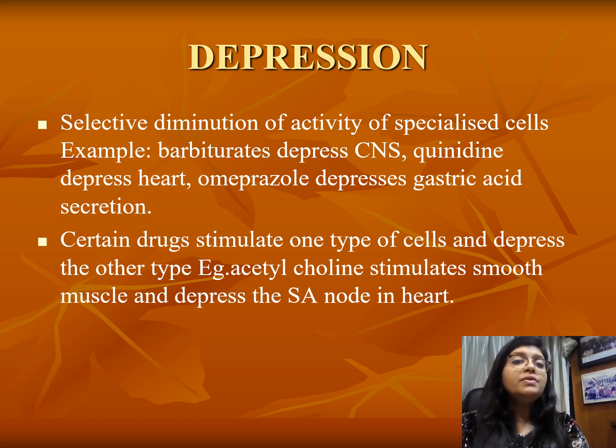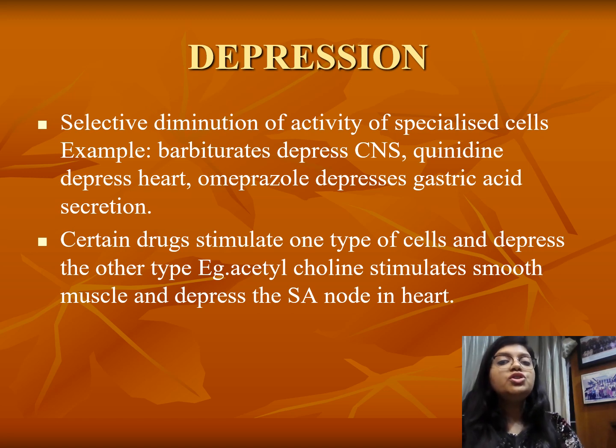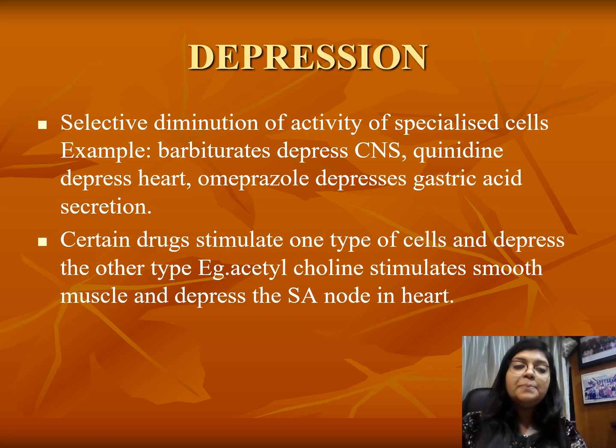Next is depression. This is a very common phenomenon in today's world. Now, what actually happens? It is a selective diminution of activity of specialized cells. To cite an example, we can use barbiturates, which depress the CNS activity. Quinidine depresses heart activity. Omeprazole depresses gastric acid secretion.